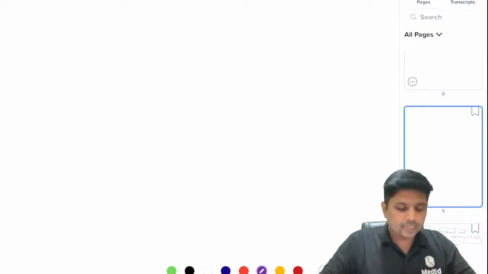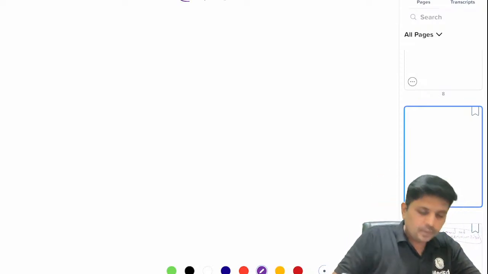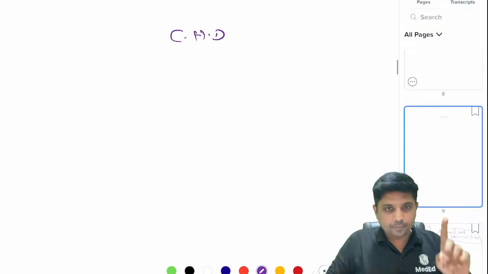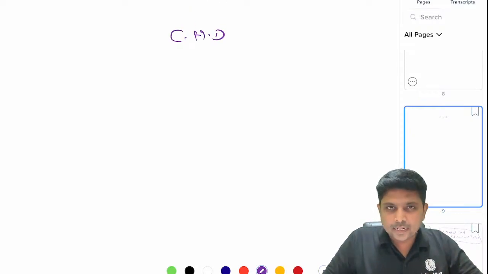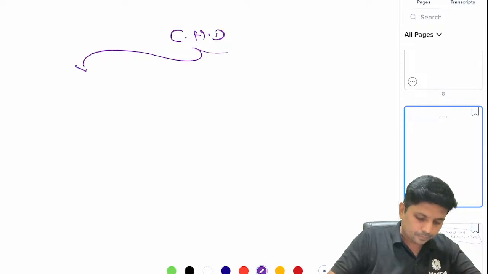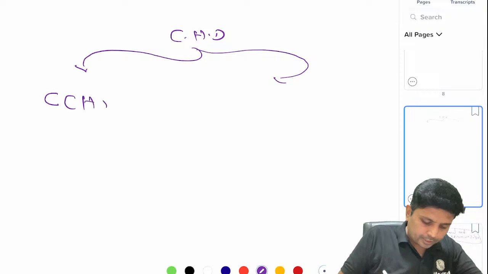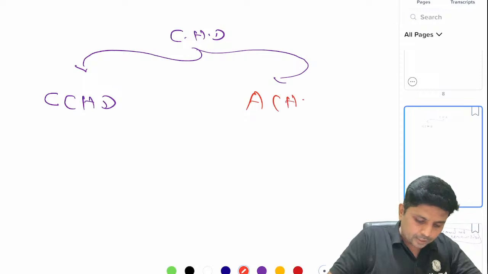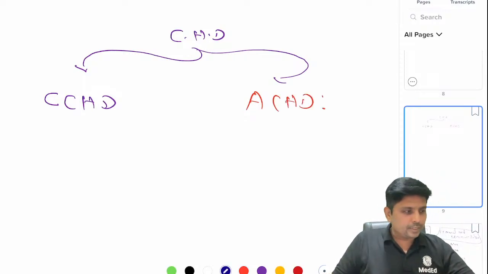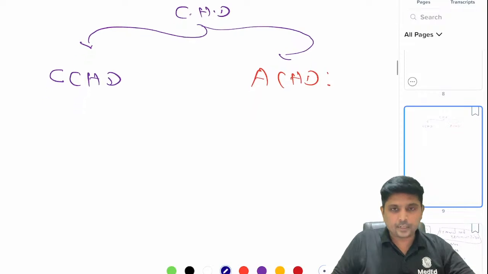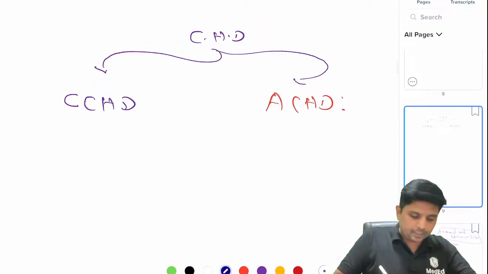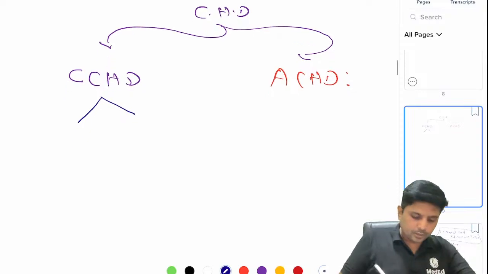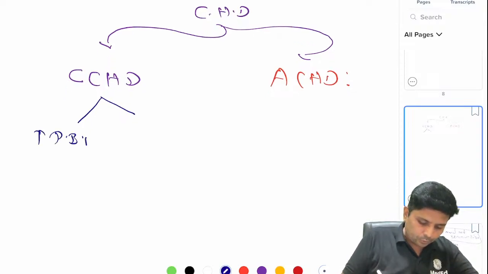Broadly, congenital heart disease is classified as cyanotic congenital heart disease and acyanotic congenital heart disease. In cyanotic congenital heart disease, you divide into two: one with increased pulmonary blood flow and another with decreased pulmonary blood flow.